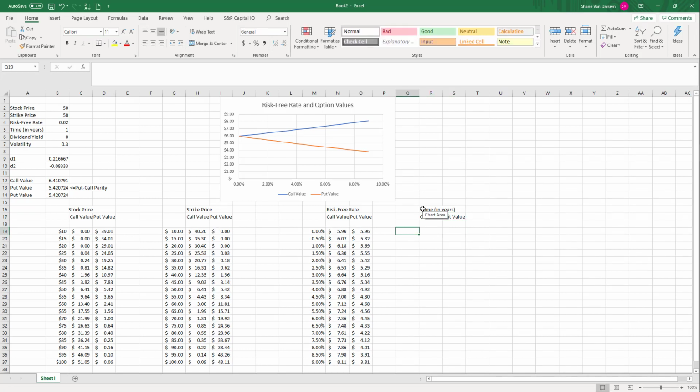I'm going to put this time in years in quarter-year periods: 0.25, 0.50, 0.75, and so on. Okay. 4.75 years is a long time for an option to be out there, and I will fix that, my mistake.